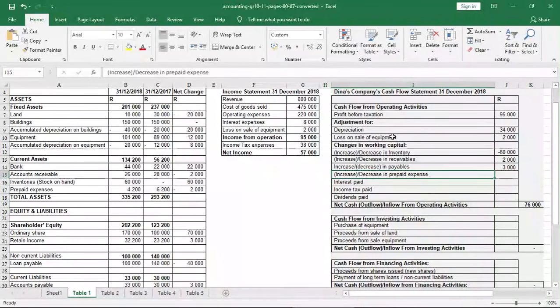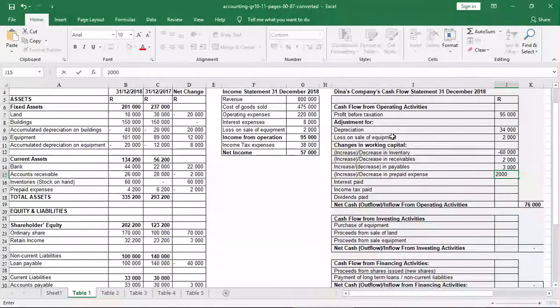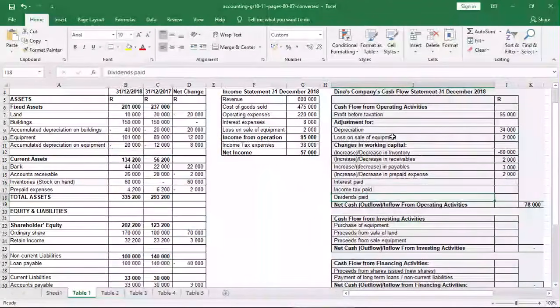Because if it has increased, it's a negative, so I put the description there. If it has decreased, it's a positive, so put it as a positive. Because we didn't use cash, we used our prepaid expenses that we had in our current assets. And then the next thing that we do is put these figures here. So we are now done with the increases and the decreases that we needed to plug in.